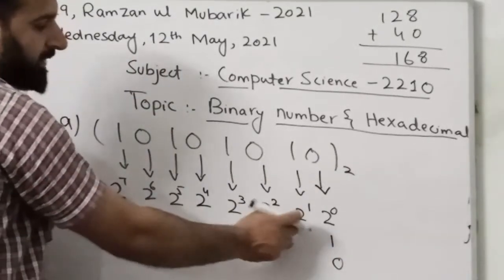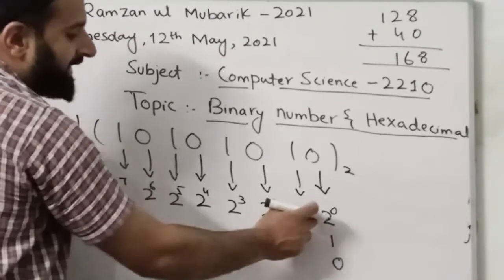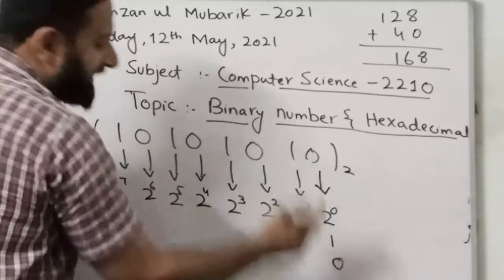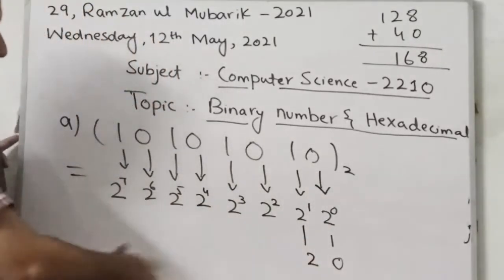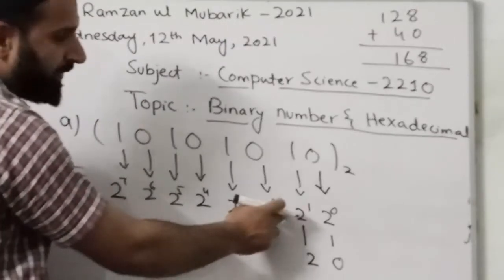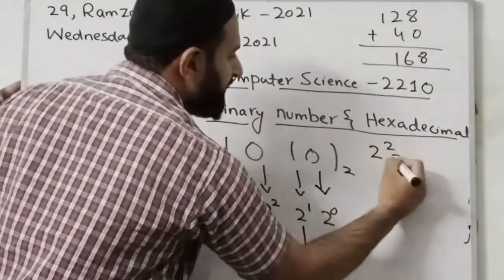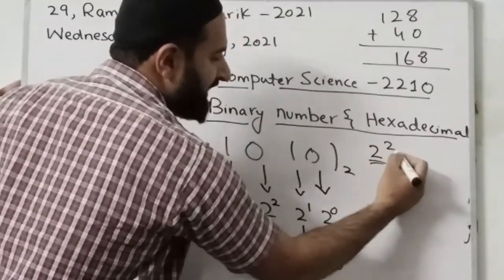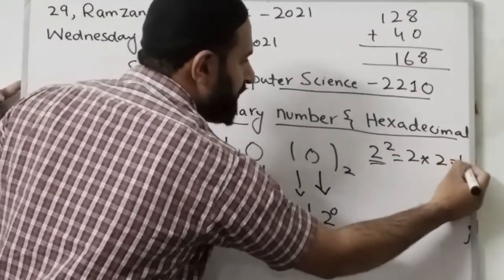So 2 raised to the power 1 means you need to multiply 2 how many times? 1 time. So 2 ones are 2. So our net result will be 2 over here. We need to add all this. Then 2 power 2 means 4. Not 2 2s are 4 like that; 2 power 2 means you need to multiply this base how many times? 2 times. So it becomes like that. 2 power 2 is equal to 4.